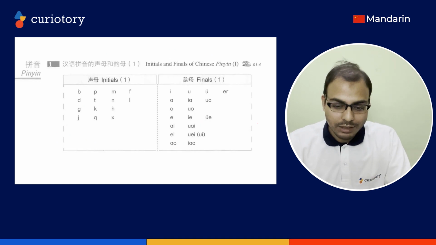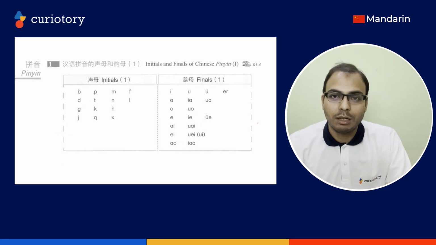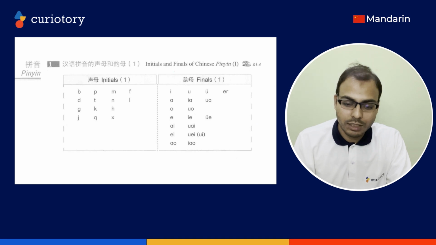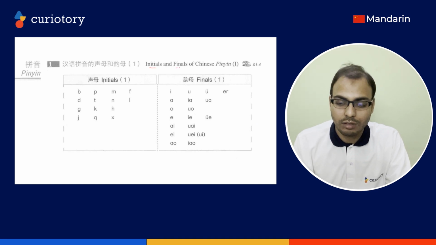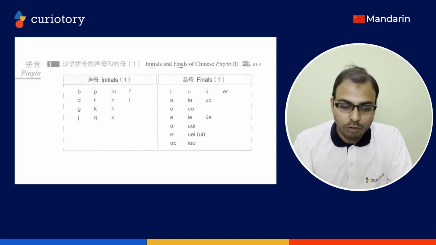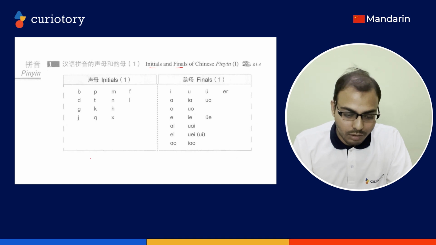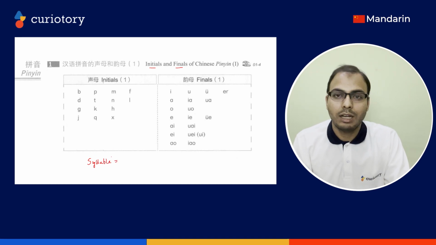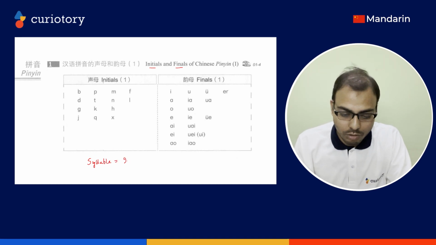Now, let's get to a very important part of Chinese phonetics, which is initials and finals. So what are initials and finals in Chinese? A syllable in the Chinese language is made up of an initial and a final.